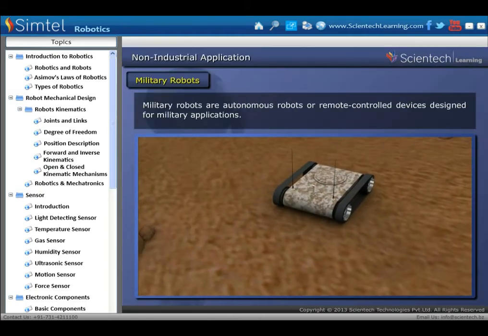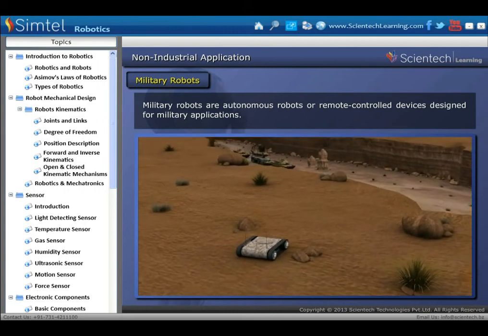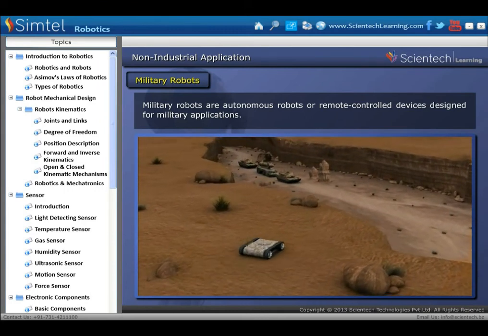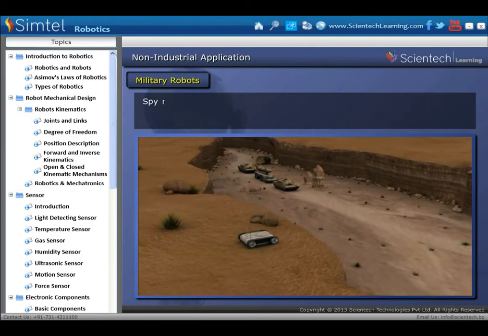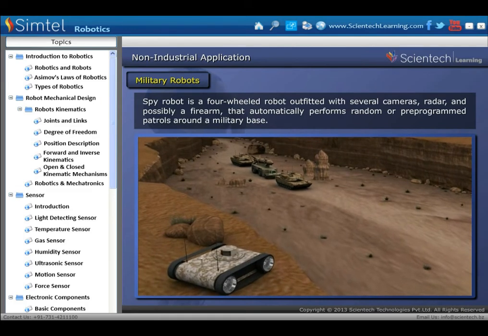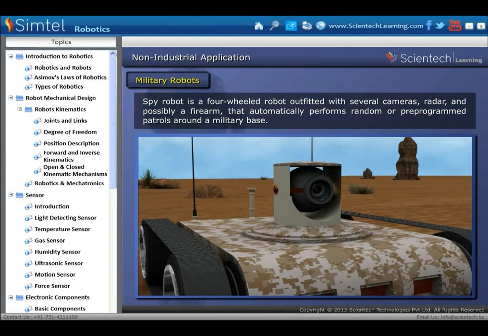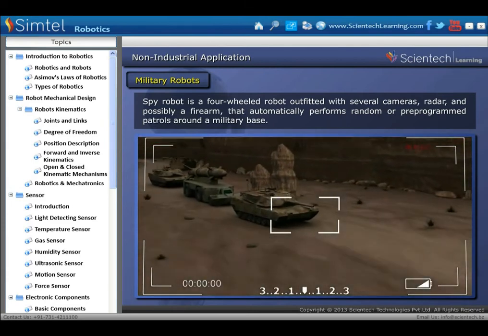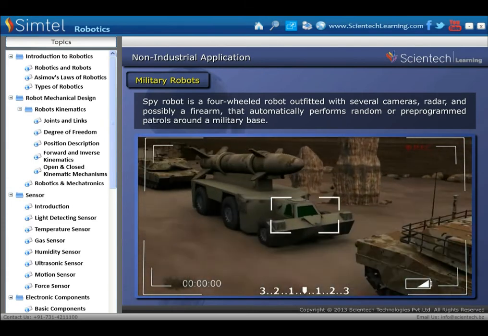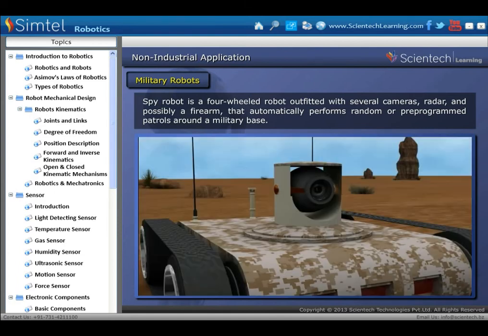Next is military robot, which is mainly used for spying. Military robots are autonomous robots or remote controlled devices, designed for military applications. Spy robot is a four-wheeled robot, outfitted with several cameras, radar, and possibly a firearm, that automatically performs random or pre-programmed patrols around the military base.